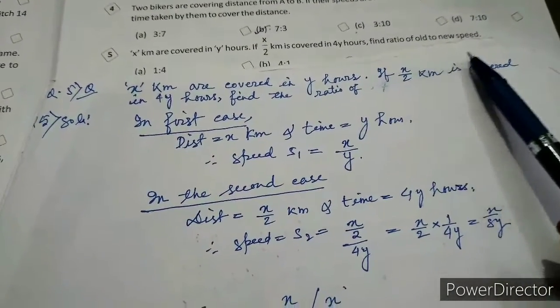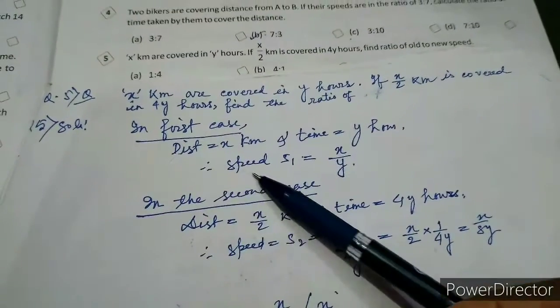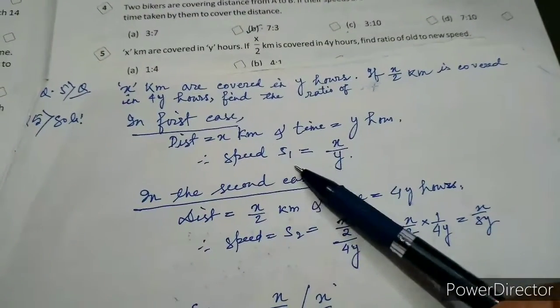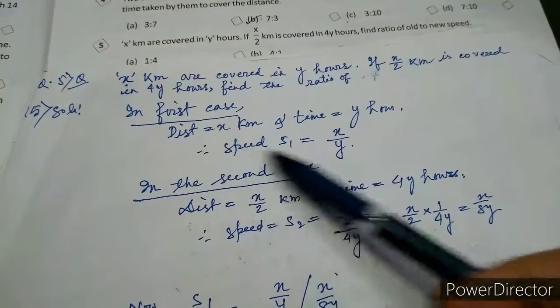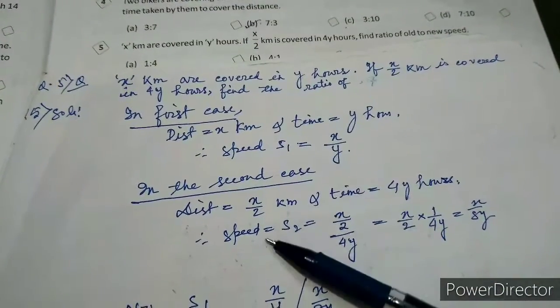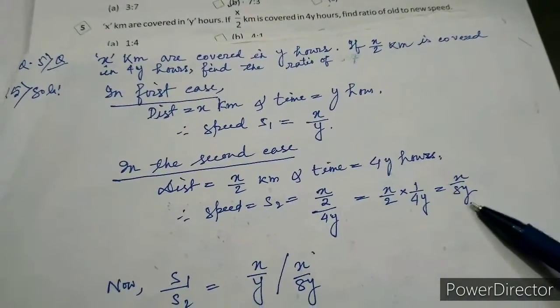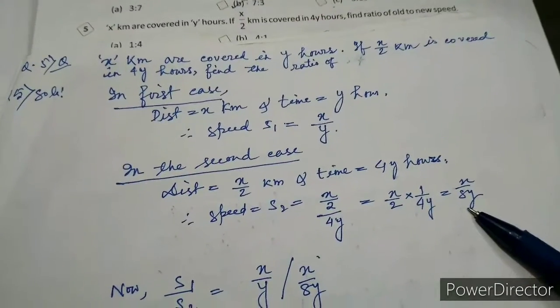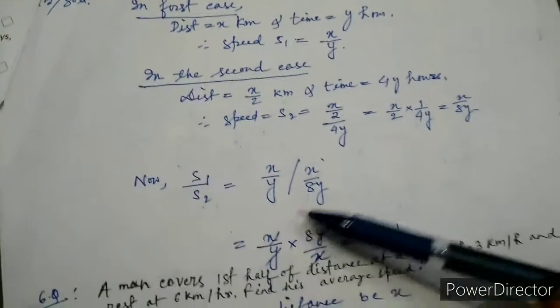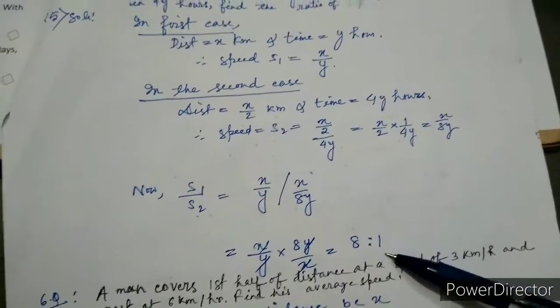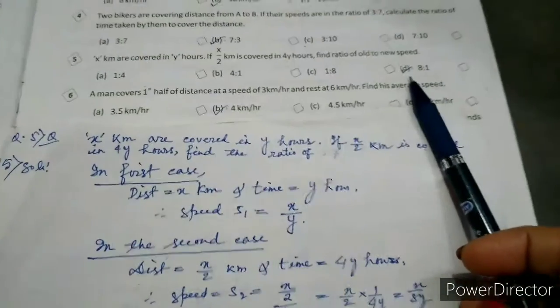Now find the ratio of the two speeds. Very easy. You first find S1, the speed in the first case, that will be x by y, and the speed in the second case, that is x by 2 divided by 4y, which is x by 8y. Now you just find the ratio, it will come 8:1. So the answer is 8:1, this one.